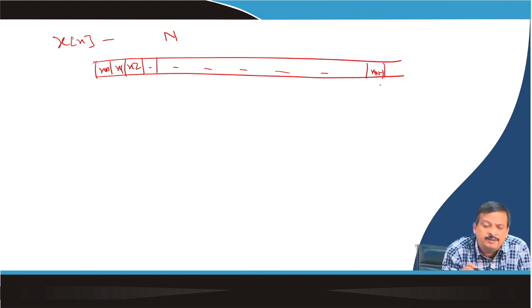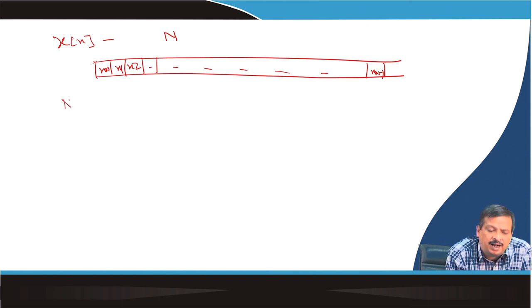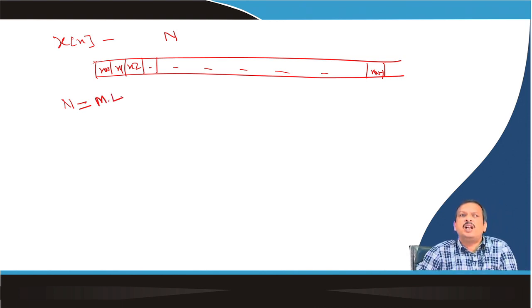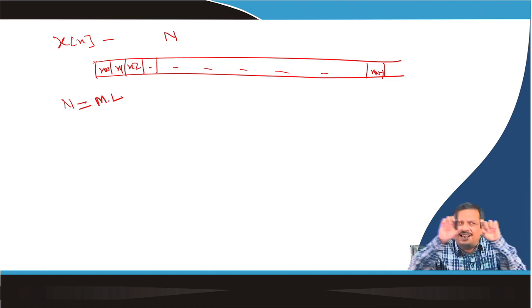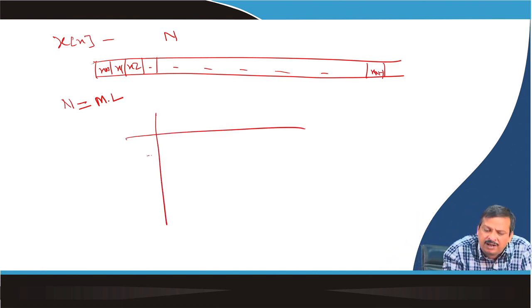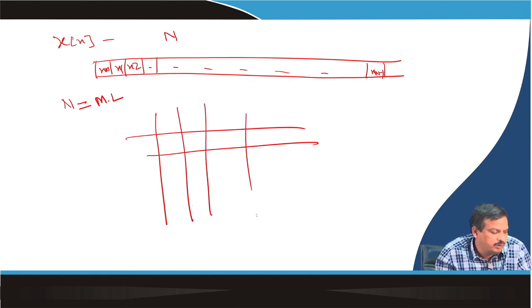Now, I said that n is a non-prime number and can be expressed as m into L. Now, instead of storing the signal in a single array, can I store it in a two-dimensional array, which is here?